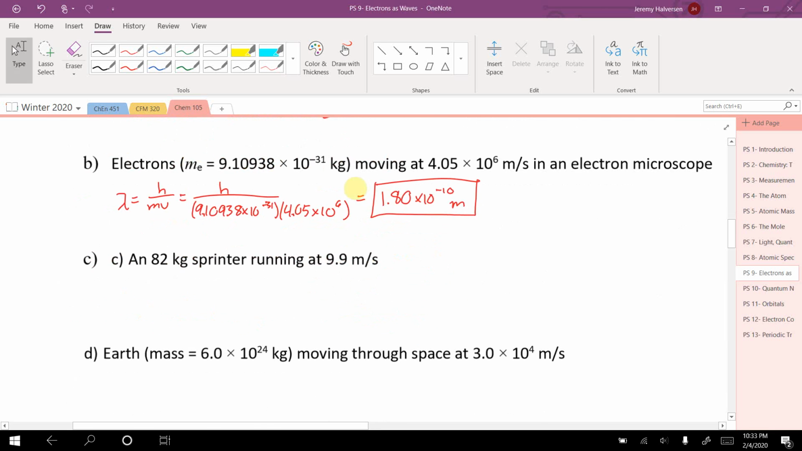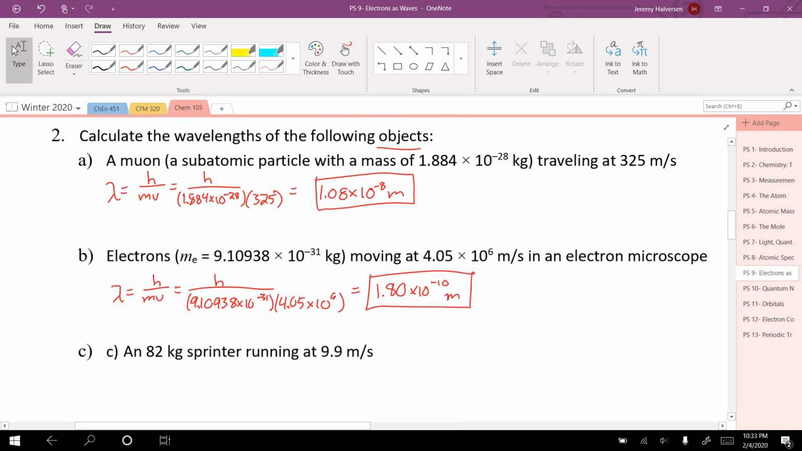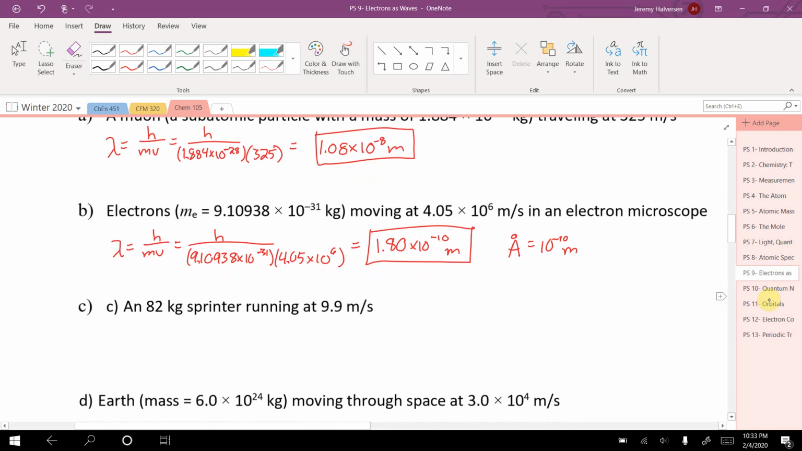Next, we've got, and one thing to notice, we're talking about muons and electrons here. The wavelength of an electron is on the order of 10 to the negative 10. That's an angstrom, is 10 to the negative 10 meters. And one carbon atom is about 1 angstrom in diameter. And so you can see electrons are small enough, their mass is small enough, that their wavelength starts to matter on an atomic scale, which will be interesting as we move forward and talk about orbitals and the behavior of electrons as waves in an atom.